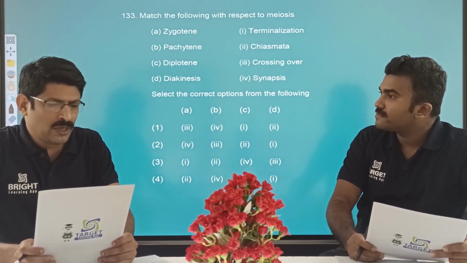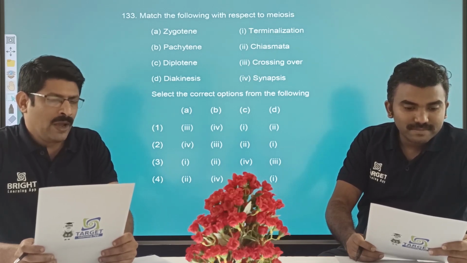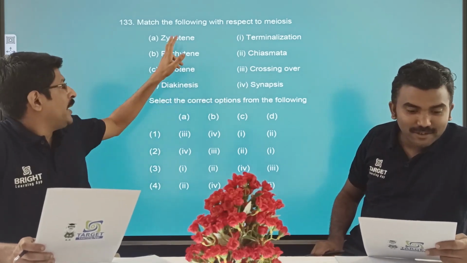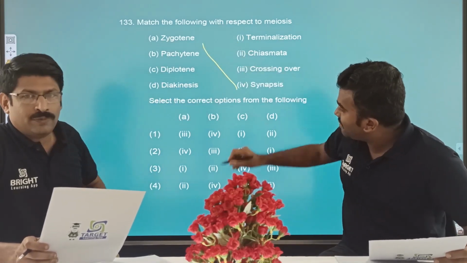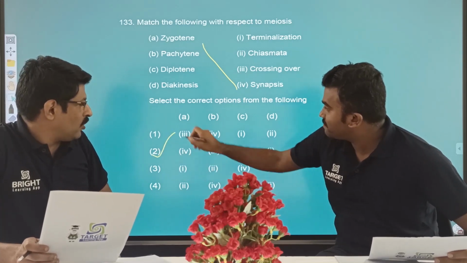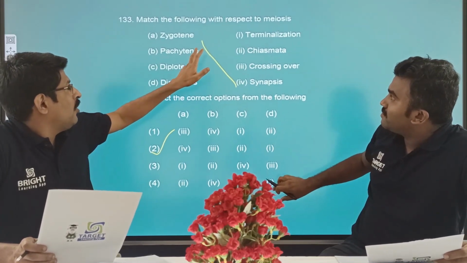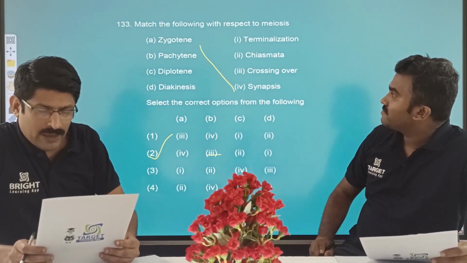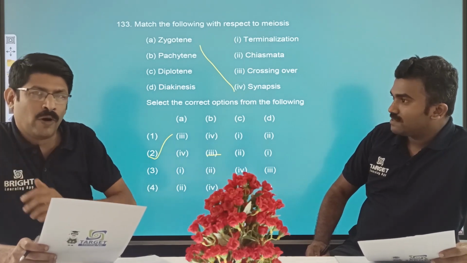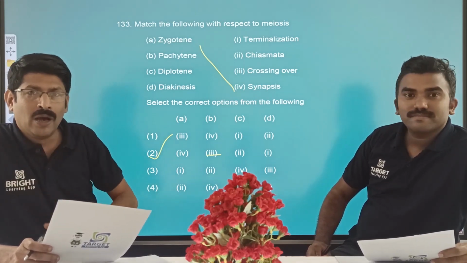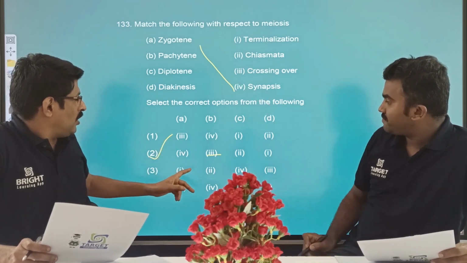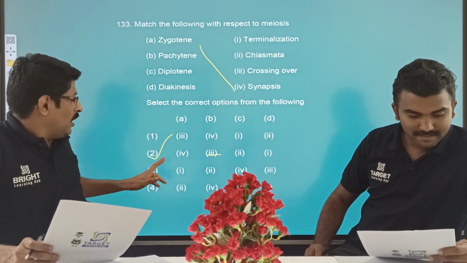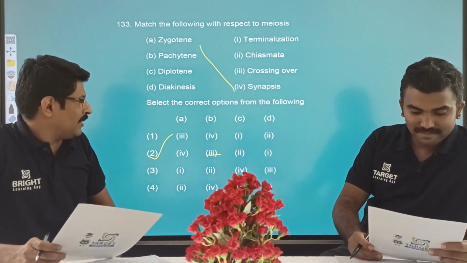And 133, a matching type question. Zygotene is characterized by synapsis, so A is 4. A4 appears in only one option. Pachytene is with crossing over of the non-sister chromatids of homologous chromosomes, mediated by the recombinase enzyme. Only one other option is also correct, that is 3 with B3 only in the second option. So there is no need to check the others.